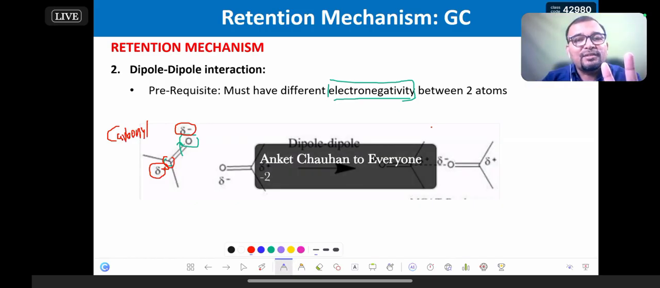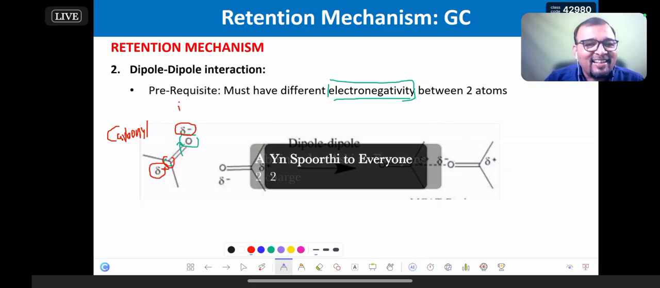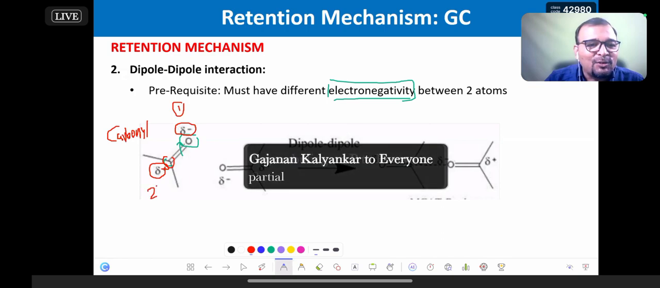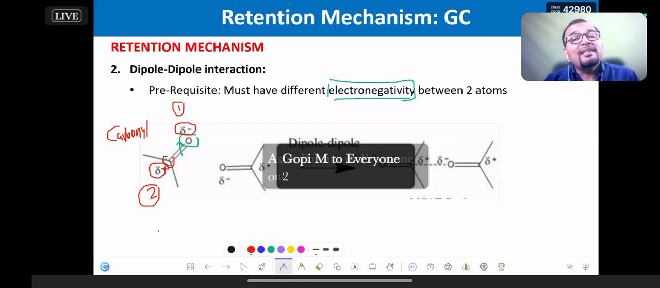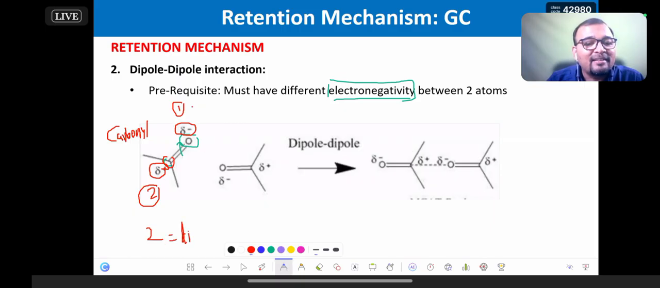How many charges? There are two charges. This is one charge, right? Yes or no? And this is another charge. So you got two charges. And two charges means how many? In another word, can I say two means di? Two means what? Di. And charges means what? Pole. So can I say now carbonyl is a dipole molecule?